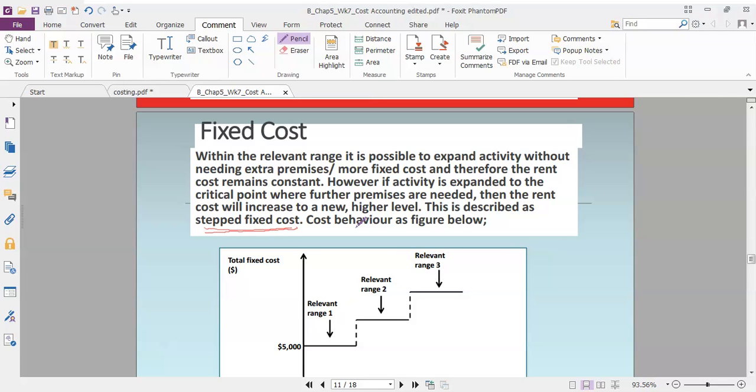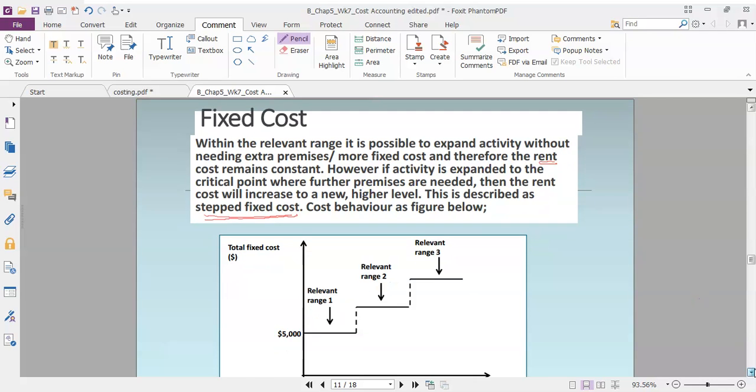Step fixed cost. Cost behavior as in the figures below. So in the example here for step fixed cost, what cost did it say? Rent, cost of rental. In the example in the other slide, it said supervisor salary. Here it says rental cost. If the activity is expanded, it will need another building, for example. Then the rent cost will increase to a new higher level. That is what it means.